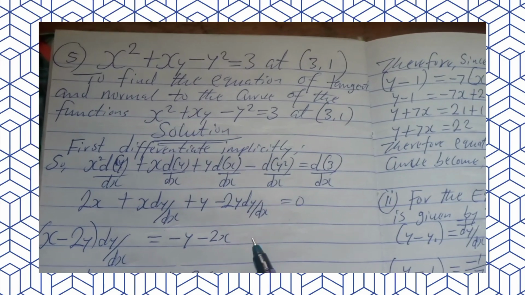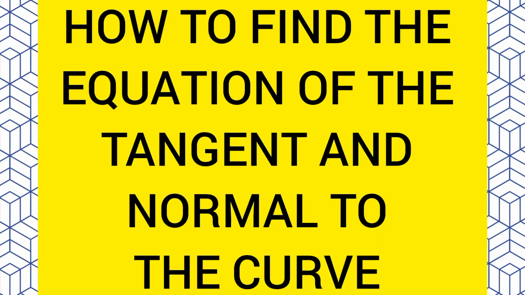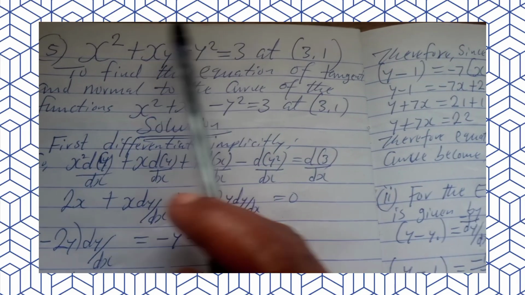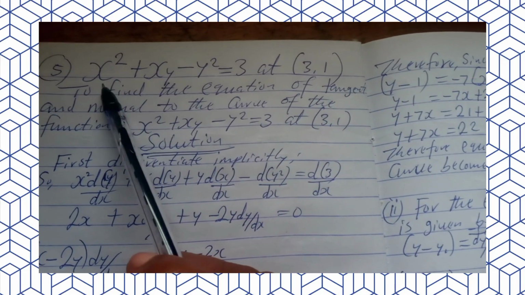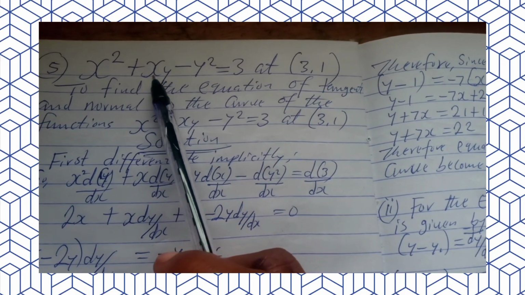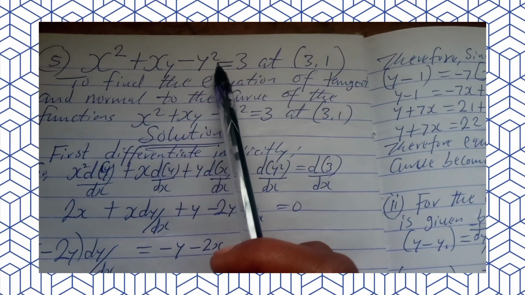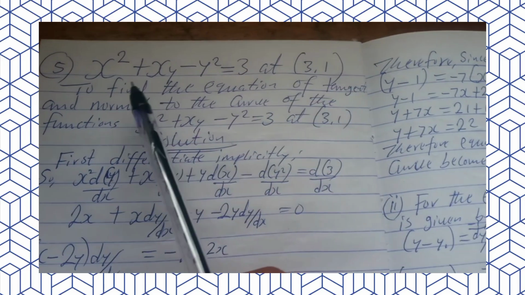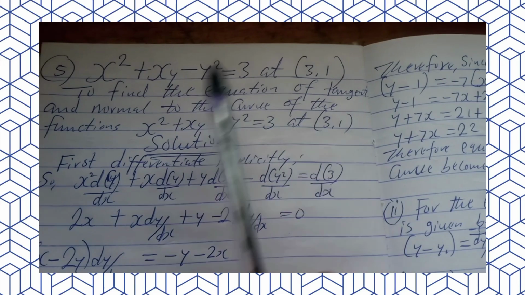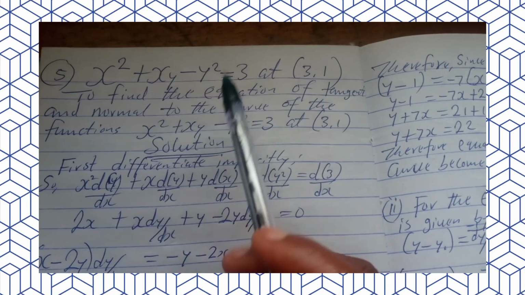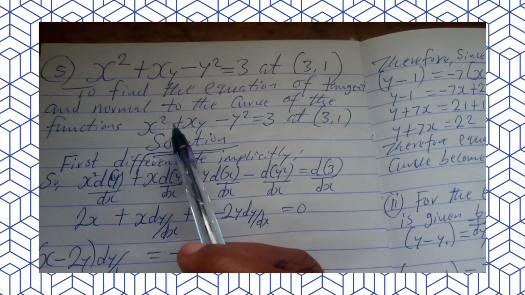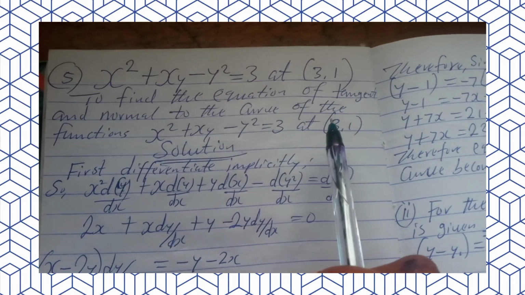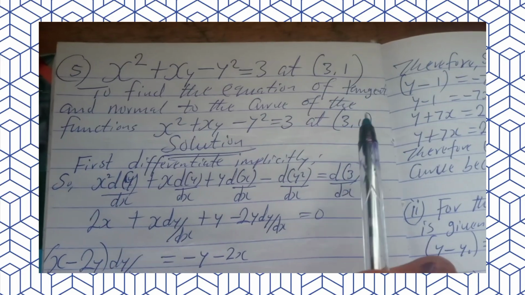Thank you very much. Now let's look at how to find the equation of the tangent and normal to the curve. Look at this example. We have x squared plus xy minus y squared equals 3 at point (3, 1). They say that we should find the equation of the tangent and normal to the curve of this function x squared plus xy minus y squared equals 3 at point (3, 1).